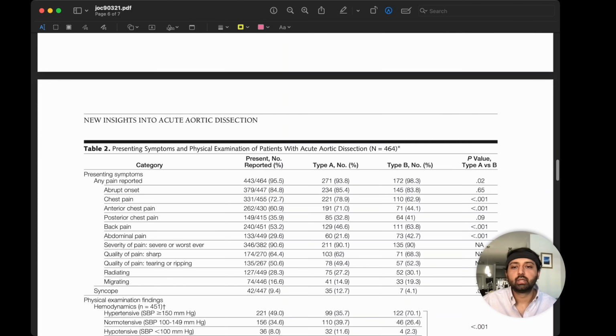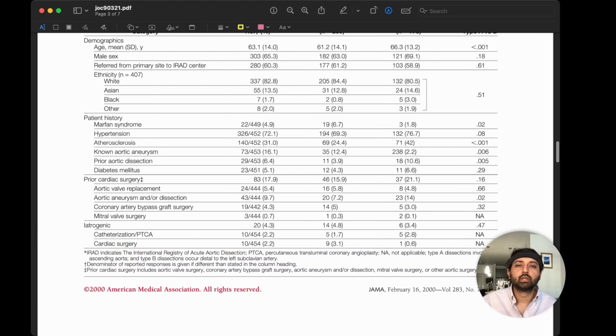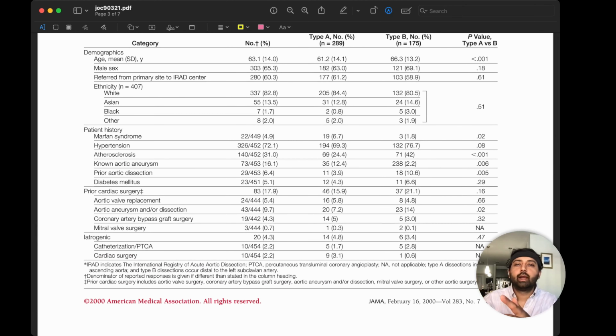So, let's put this all together. What do we really do with all this data? I think the most important thing is you're not just relying on history. You're not just relying on physical exam. You're not just relying on imaging. You need to put them all together in a cohesive manner.